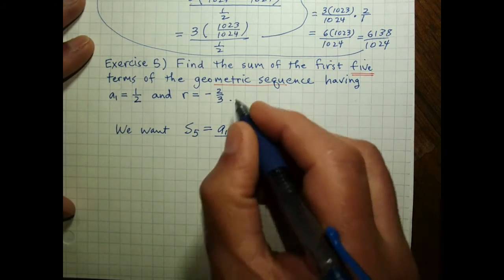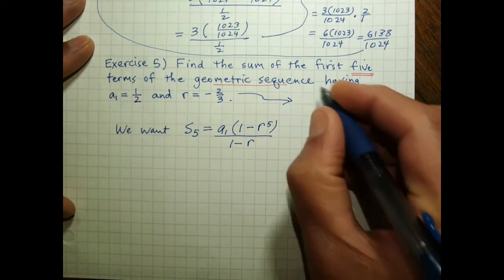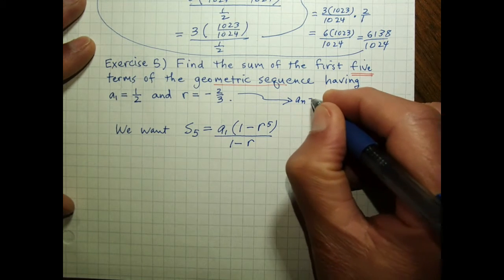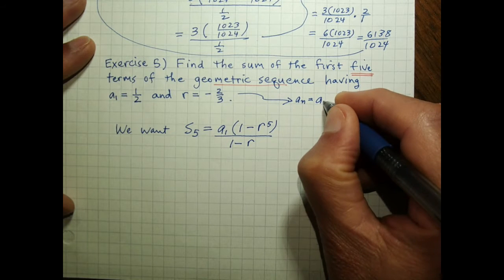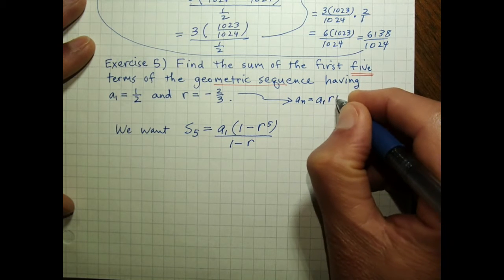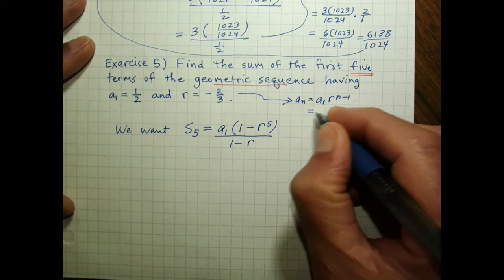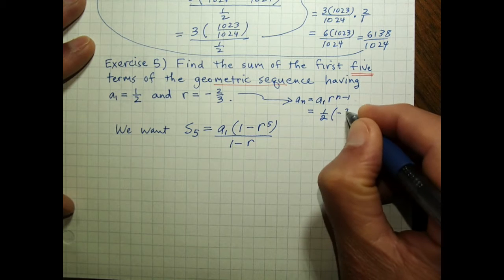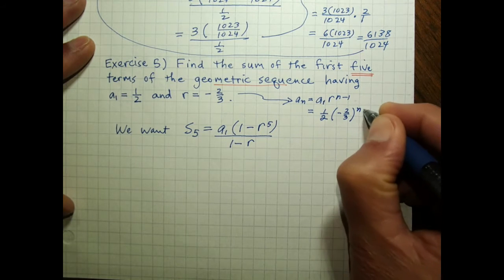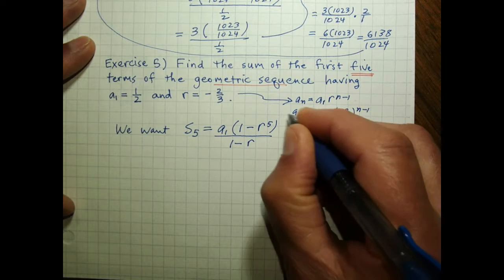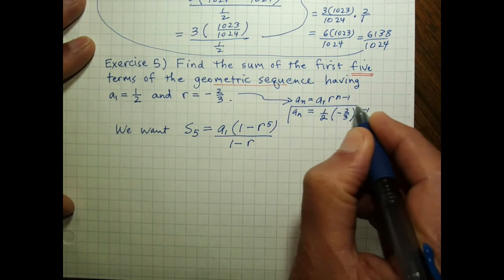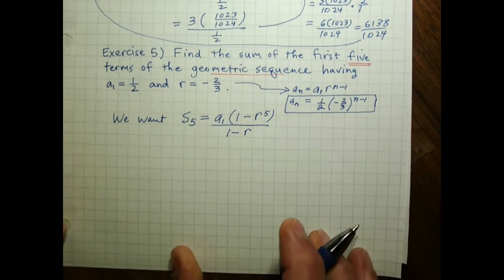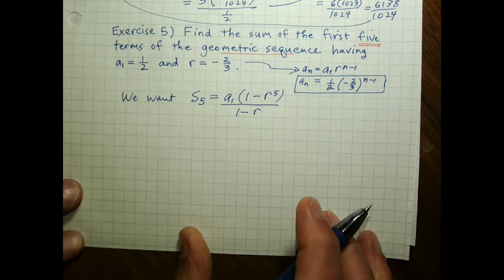And just for the record, the geometric sequence that we're talking about here, you don't really have to even write this down, but it's AN equals A1 R to the n minus 1, right? So it's A1 is 1/2 times our R is negative 2/3 to the n minus 1. There's our A sub n expression. So you don't even have to write that down, but that's the geometric sequence that we're talking about.